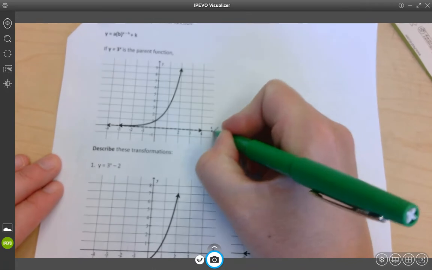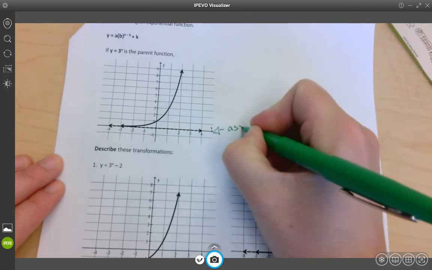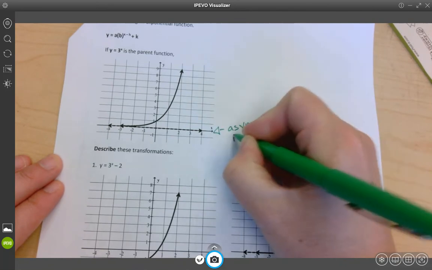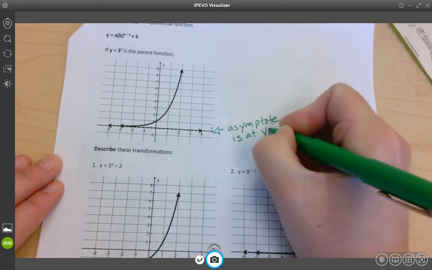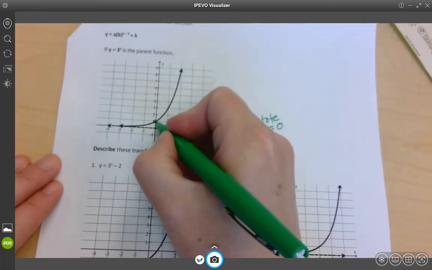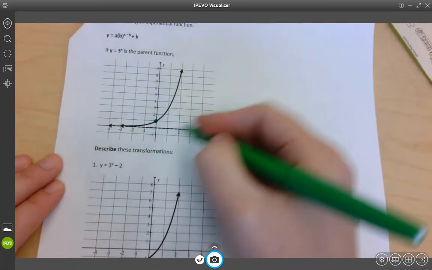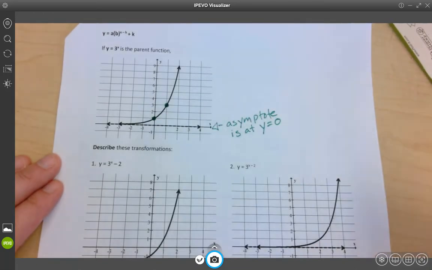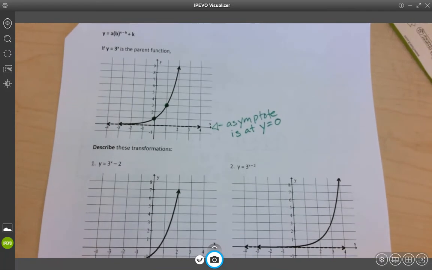Notice that the asymptote is at y = 0. All right, and then notice that we have some key points here. 3 to the 0 is 1, and 3 to the 1 is 3. These are some key points to notice when we're trying to figure out what kind of transformations we have.